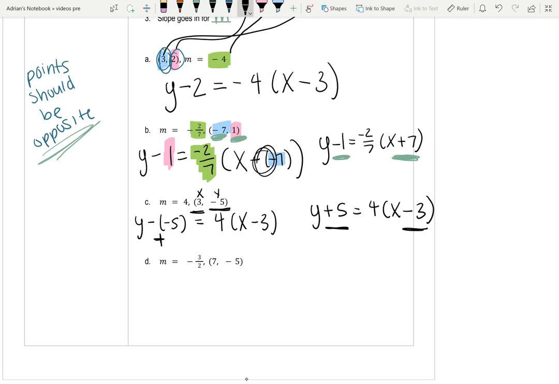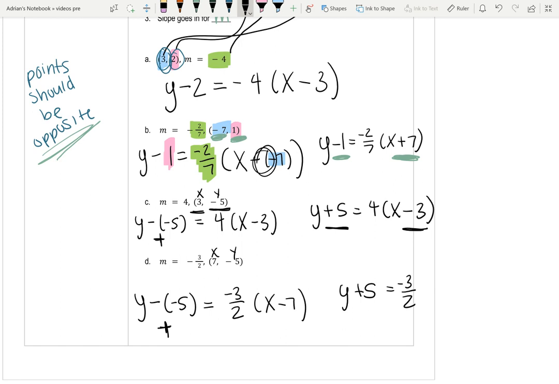So again, I have my x and my y here. So if you want to go right ahead now and do y plus 5, so you know that this becomes the opposite, you can. If that's confusing to you and that doesn't really make sense, if you just want to keep with the formula and do y minus -5 and then go back and change it, you can. So then I have my slope, and then x minus 7. And then I'm going to go ahead and make that a plus. So y plus 5 equals negative 3 over 2, and then x minus 7.